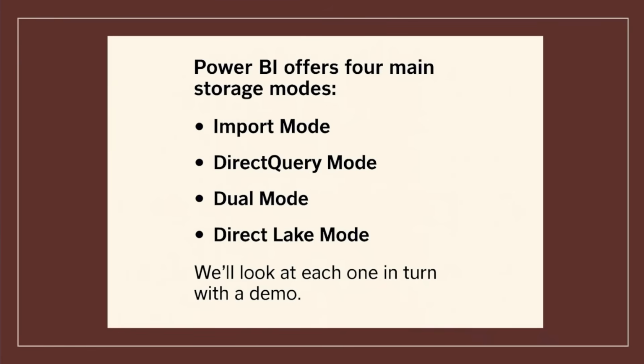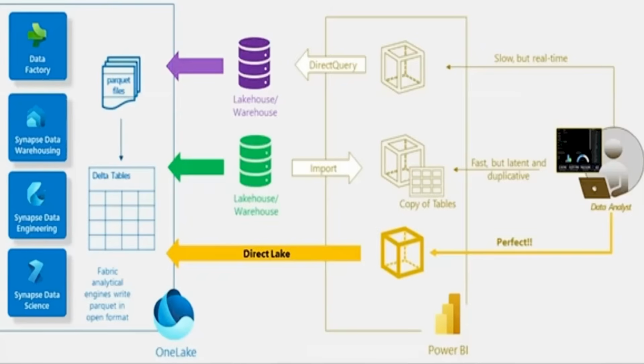Power BI offers four main storage modes of data. The first one is the Import mode, the second one is the DirectQuery mode, then the Dual mode, and the Direct Lake mode. We will look into each one in turn with a demo.